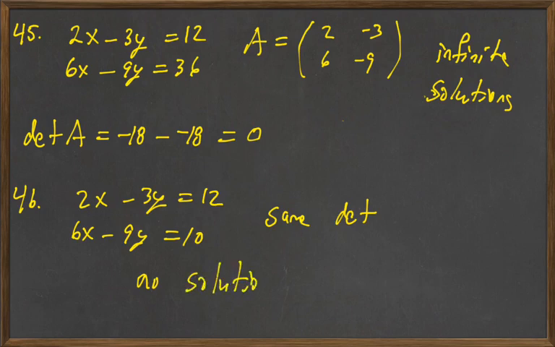And then problem number 46 has no solution. So if your determinant is 0 for solving a system of 2 equations, 2 unknowns, there could be no solution or an infinite solution. So your best bet is to either solve it by Gaussian elimination or the regular elimination or substitution methods from previous videos that we did there.